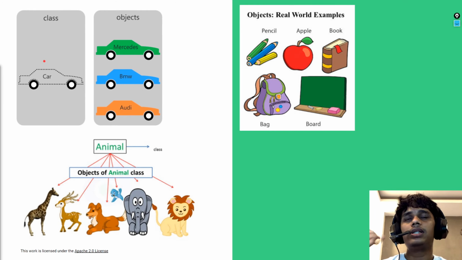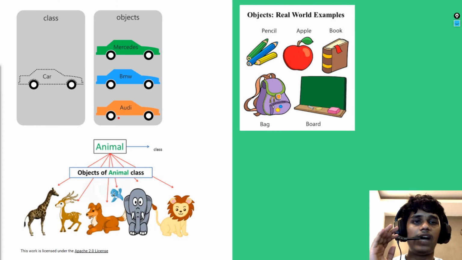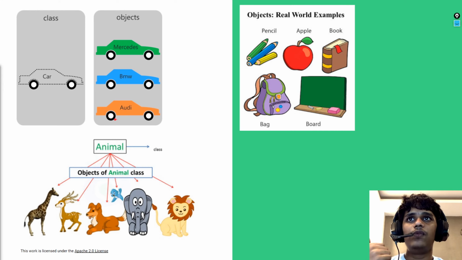So what are the objects? Objects are an instance of a class. When you consider the objects here, you have the examples: the Mercedes, the BMW, and the Audi. All these three cars have the basic property: they have wheels and they have a body. So that's the thing about the classes and the objects.